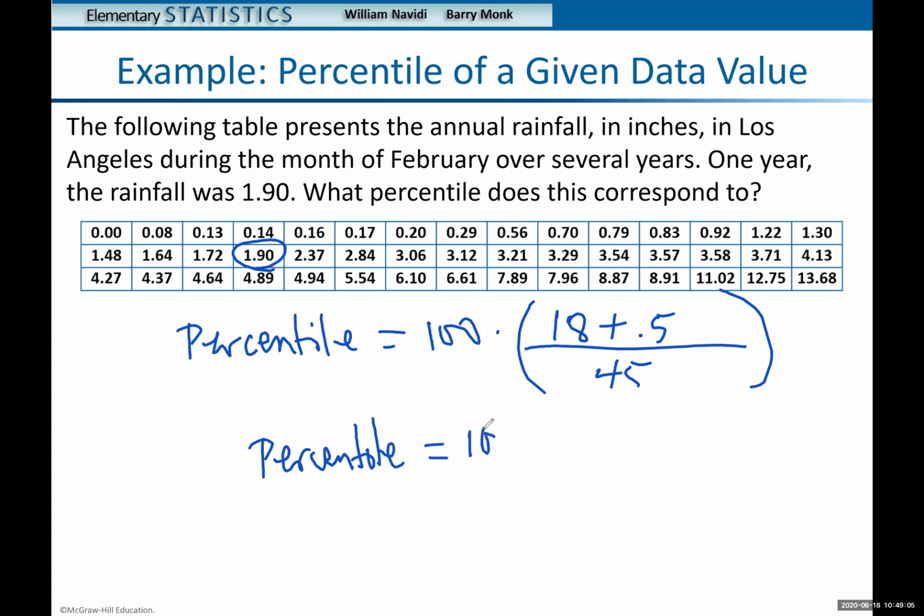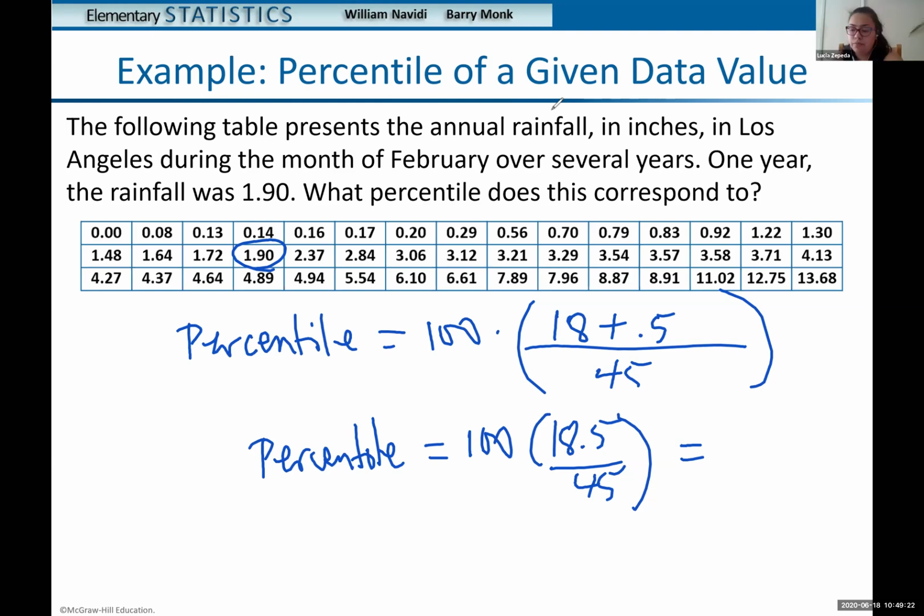So 100 times 18.5 over 45. What is the answer? 41.1. So round off the answer. So meaning you can write that P41 is equal to 1.9.